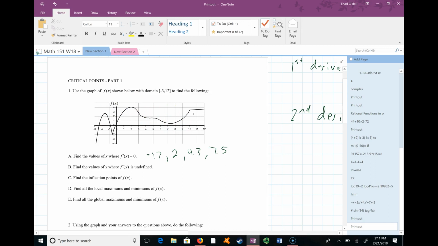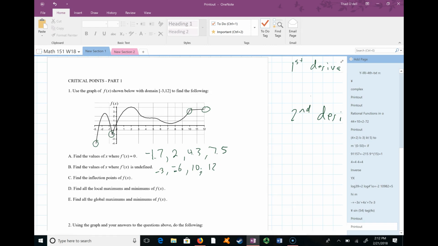The next question says find the values of x where f prime of x is undefined. Remember, undefined means either the function is undefined there, or there's a cusp. Since this just ends at -3, that would be a cusp, that would be a cusp, that little sharp point would be a cusp, and that would be a cusp. So that would be at -3, about negative 0.6, and 10, and 12.